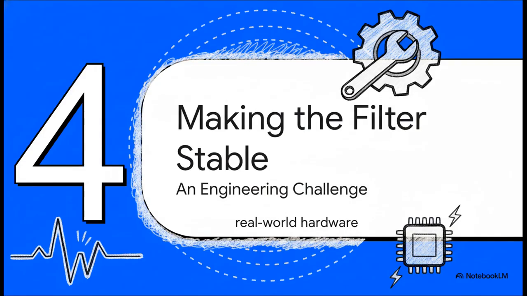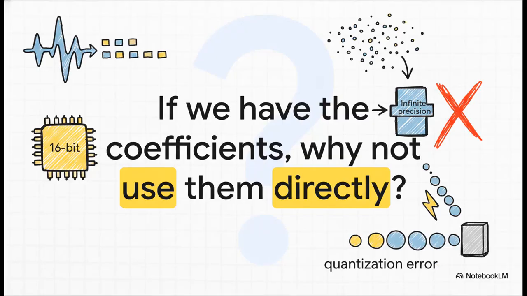So we have our predictor coefficients. Problem solved, we can go home, right? Not quite. This is where the clean, abstract math slams right into a very messy real-world hardware problem. Yeah, you gotta ask, if we have these awesome coefficients, why not just plug them straight into our synthesizer filter and call it a day? Well, the problem is something called quantization error.